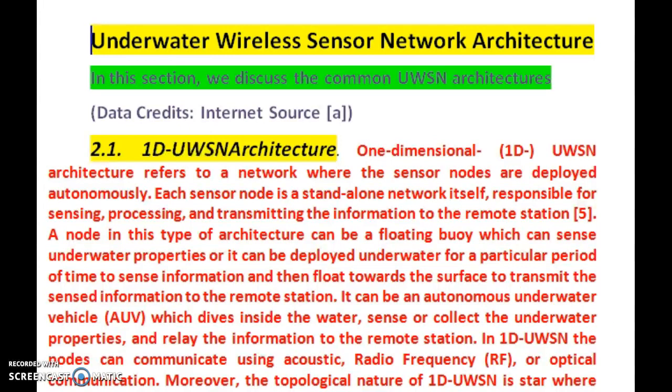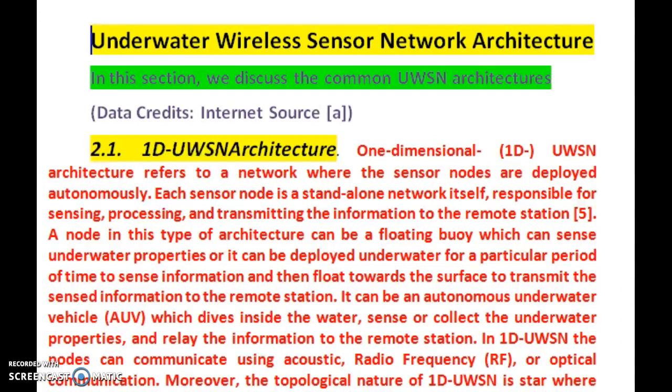First of all, the first architecture was the 1D UWSN architecture, that is one-dimensional. UWSN architecture refers to a network where the sensor nodes are deployed autonomously. Each sensor node is a standalone network itself, responsible for sensing, processing, and transmitting the information to the remote station. A node in this type of architecture can be floating buoys, which can sense underwater properties, or it can deploy underwater for a particular period of time to sense information and then float towards the surface to transmit the sensed information to the remote station.